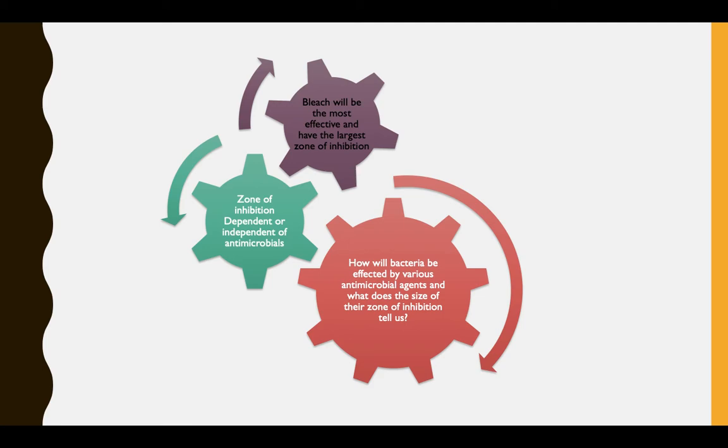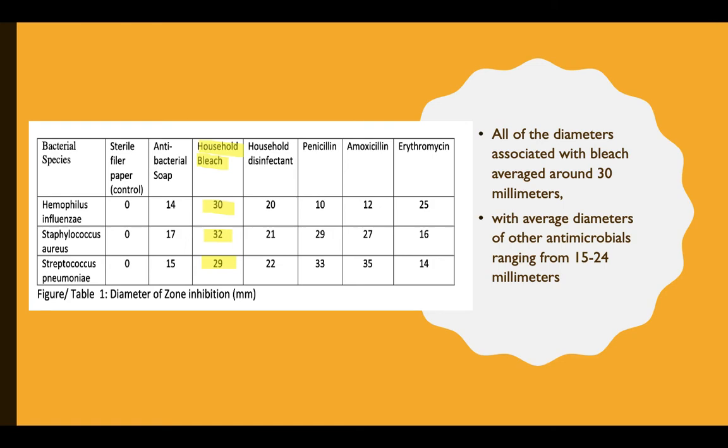From this experiment, we can conclude the affirmation of one of our hypotheses. It was hypothesized that out of the 6 antimicrobial agents and 1 control factor, bleach would be the most effective and have the largest zone of inhibition. So we can make this conclusion based off the averages taken from diameters of each of the antimicrobial agents against bacteria, which is highlighted in this particular graph. It shows the household bleach. All of the diameters associated with bleach averaged around 30 millimeters, and the other ones averaged out to a range from 15 to 24.